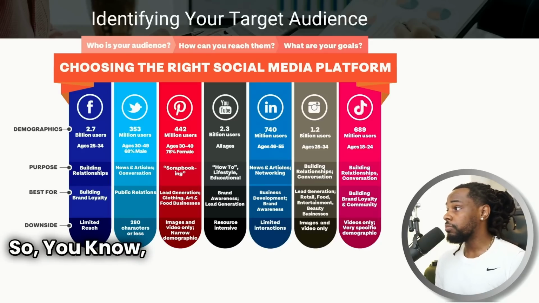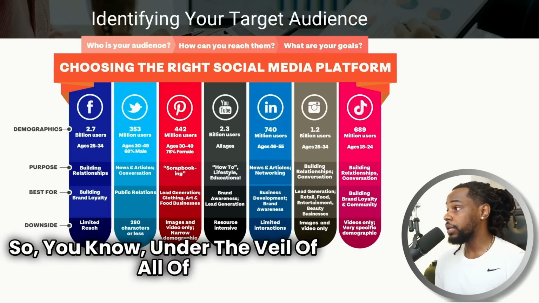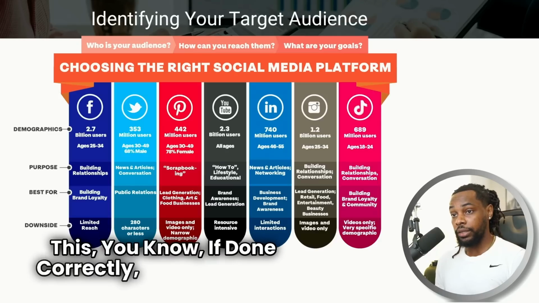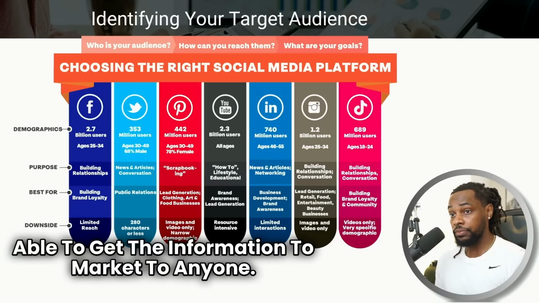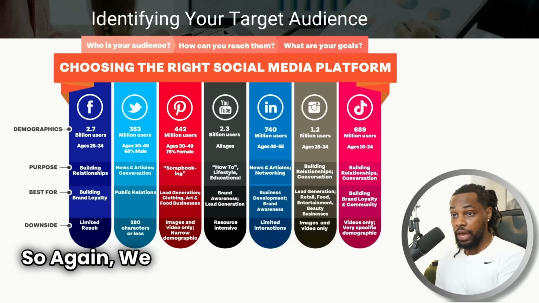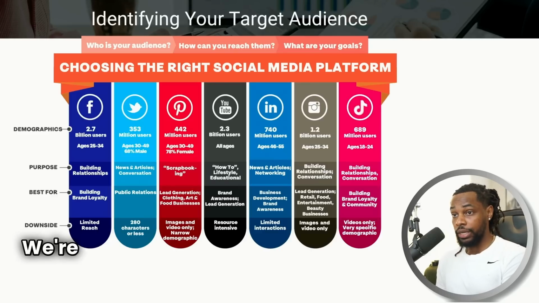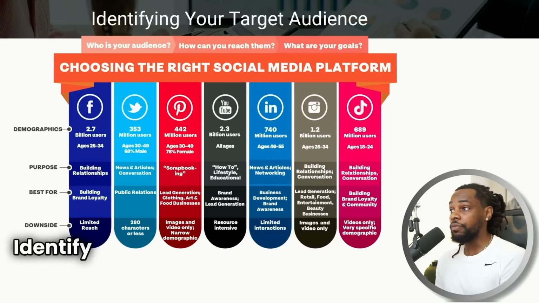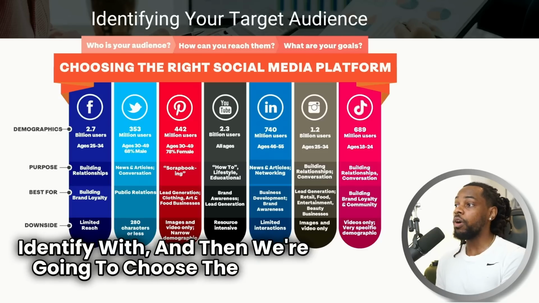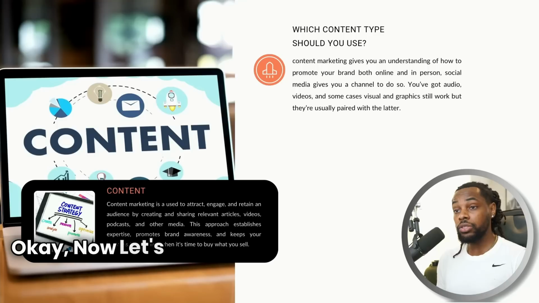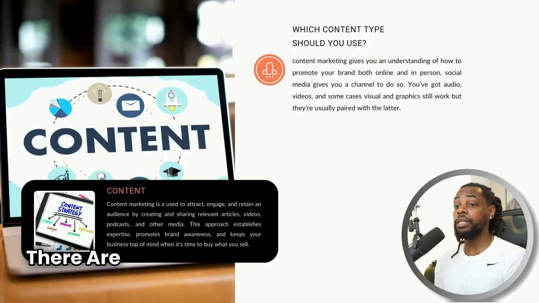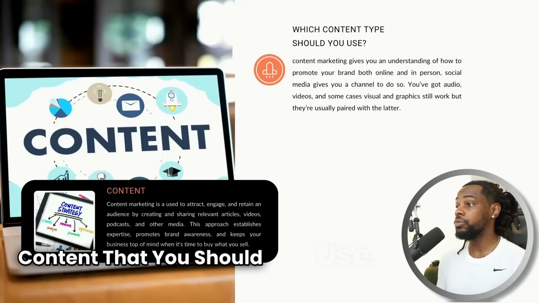So, under the veil of all of this, if done correctly, you should be able to get the information to market to anyone. So again, we have our offer. We're looking at that target market that we want to identify with, and then we're going to choose the right platform to present the offer on for our target market. Okay. Now let's talk about the content type. There are different types of content that you should use.